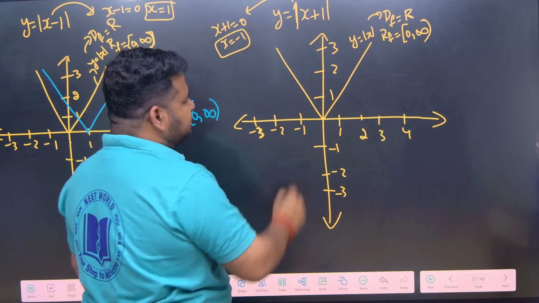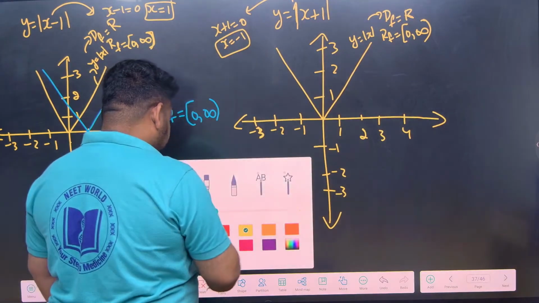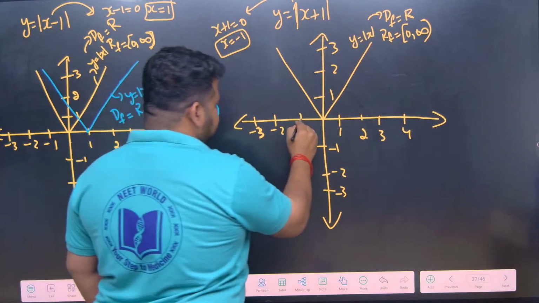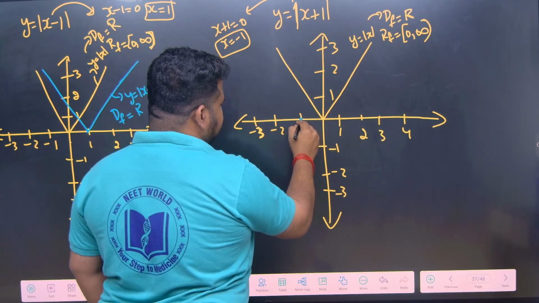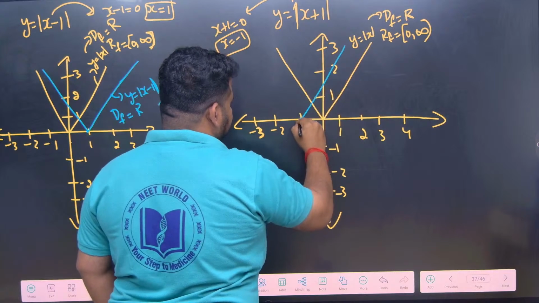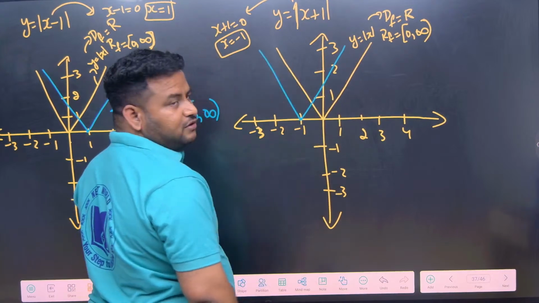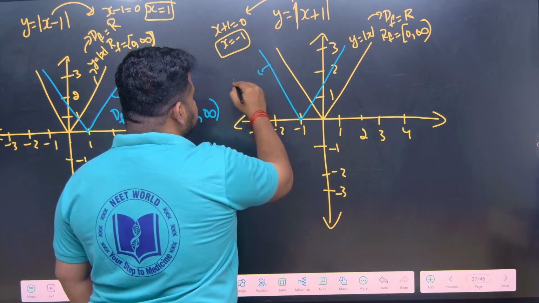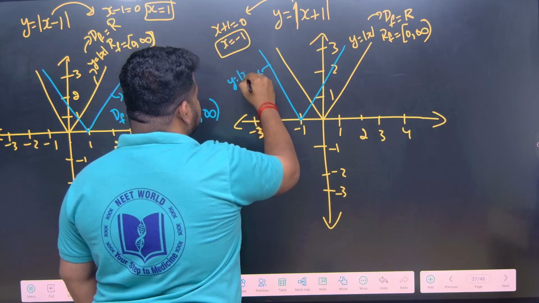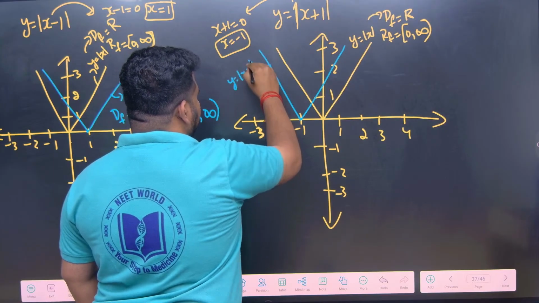So this graph will start from -1. This graph will start from here. We will have the graph going like this. What is this graph? This is y is equal to mod of x plus 1.